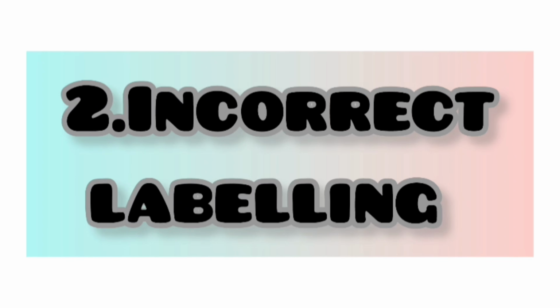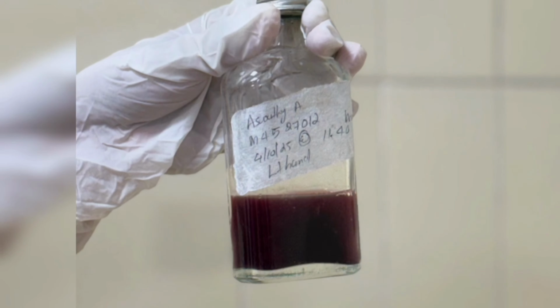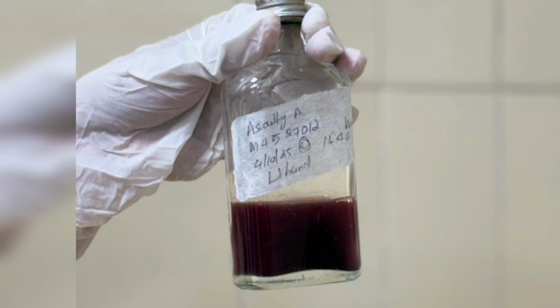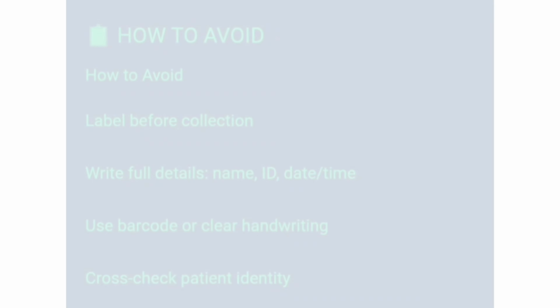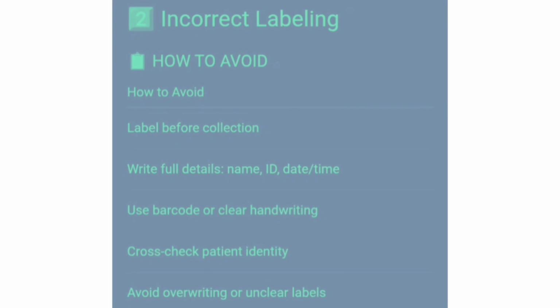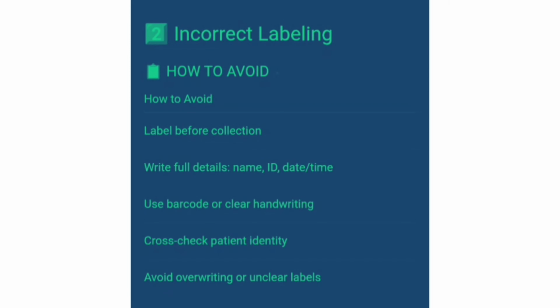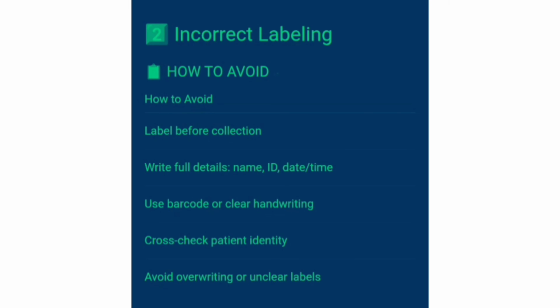Incorrect labeling is the second type of mistake that usually happens. It includes mislabeling the patient's name, missing the date and time of collection, and also writing the wrong sample type. How to avoid this mistake? By triple checking labels. The labels should be checked three times. And using the barcode or clear handwriting while labeling the sample. Always note, label the container before collection and never after.